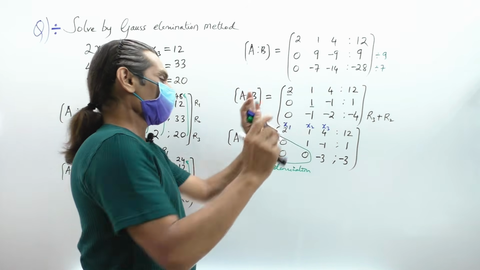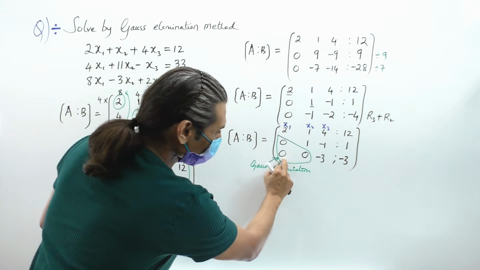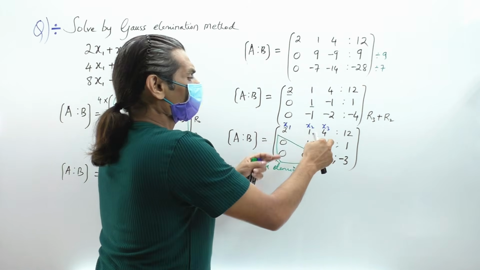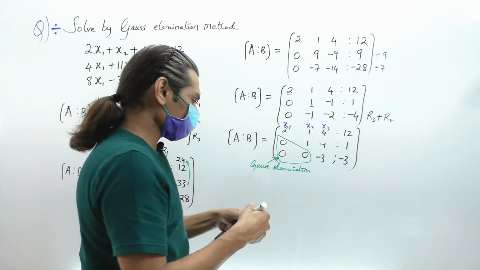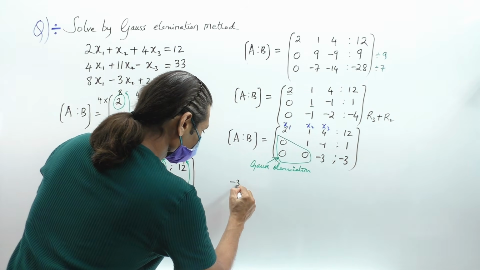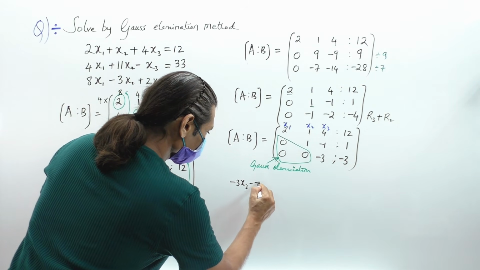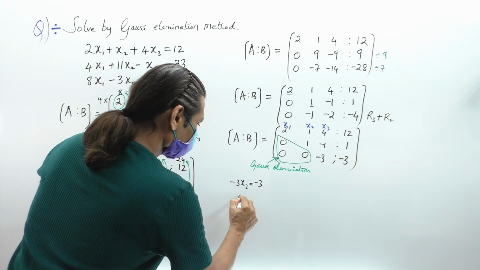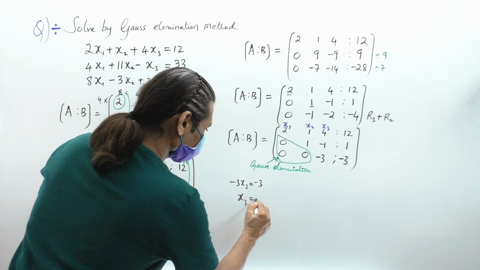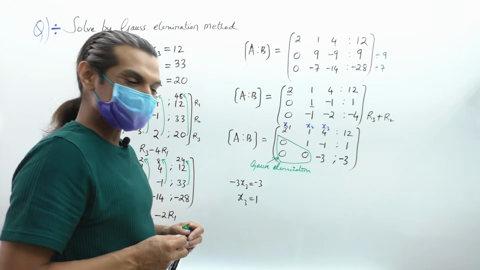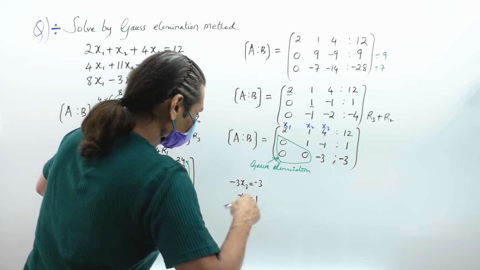Fine, simple. First, go from down. 0x1 plus 0x2 minus 3x3 is equal to minus 3. So we have minus 3x3 equals minus 3. So what is x3 equal to? 1. That's it. So we got x3 equal to 1.